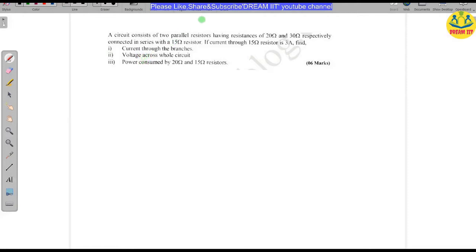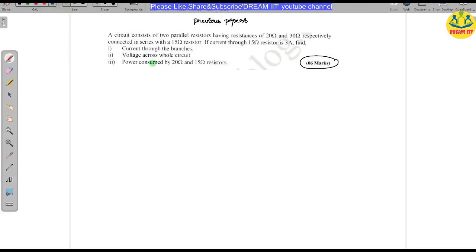Next class, as I told, I will start the previous papers. These are questions we have taken from previous exam question papers. So let us solve the previous papers' questions here. This is one of the questions given in the previous paper, for 6 marks. Let us see the solution.